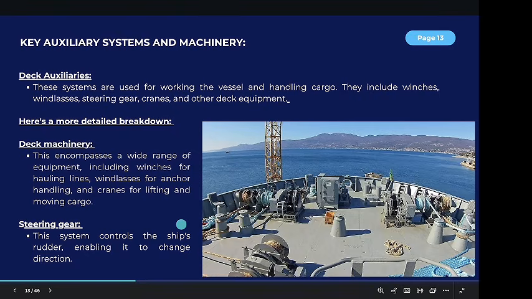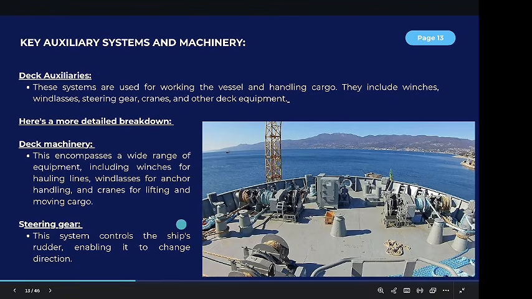And I forgot to put here the equipment or examples of the deck auxiliaries. We can see the winches, which are used for hauling ropes and cables. The windlasses are used for raising and lowering the anchor. Of course, the steering gear is to control the ship. We also have on the deck what we call the cranes, used for lifting and moving cargo equipment.